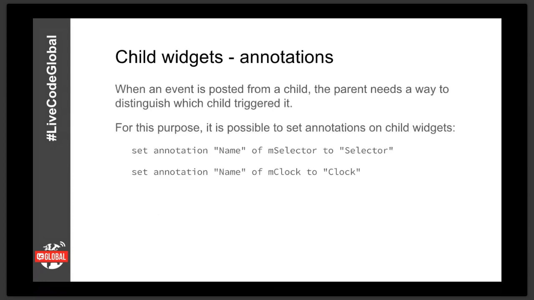Now, when events are posted from the child, you need a way to distinguish which child triggered it. You might have a widget with 100 clocks, and clicking on one of them increments its hour hand by 1 or something like that. So you would just iterate through, setting something like an index annotation on each one of them.